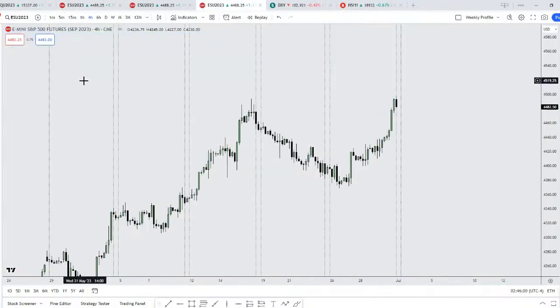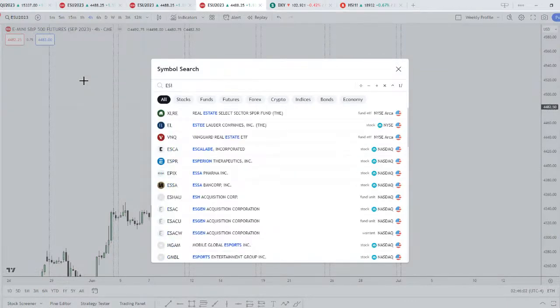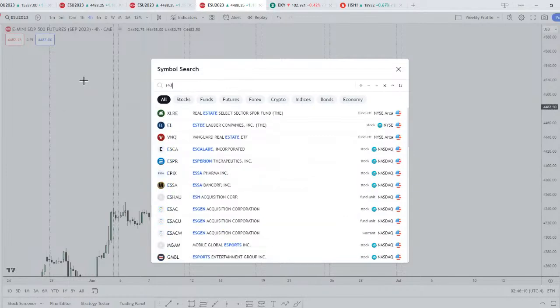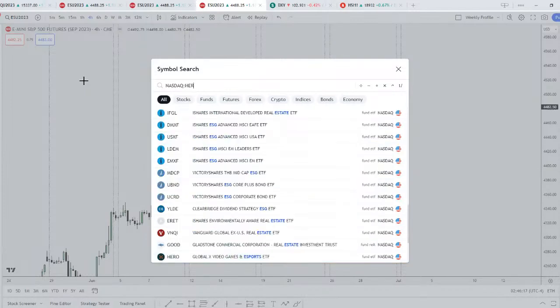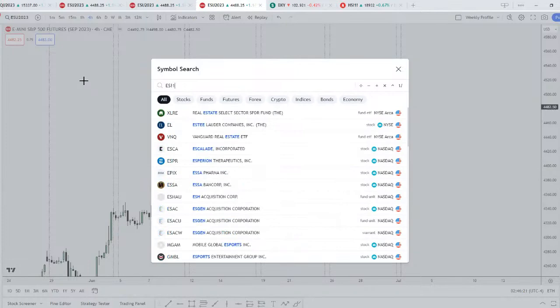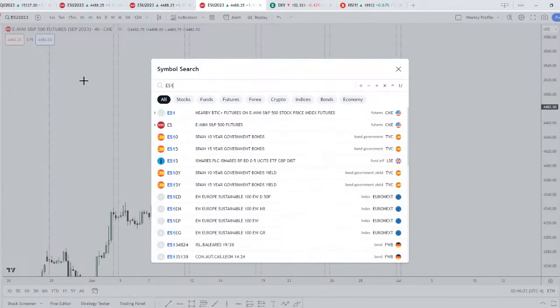Okay, just for your reference or to fill up your curiosity, right? Why can't I reach the ES? ES1, come on. ES1, ES1.